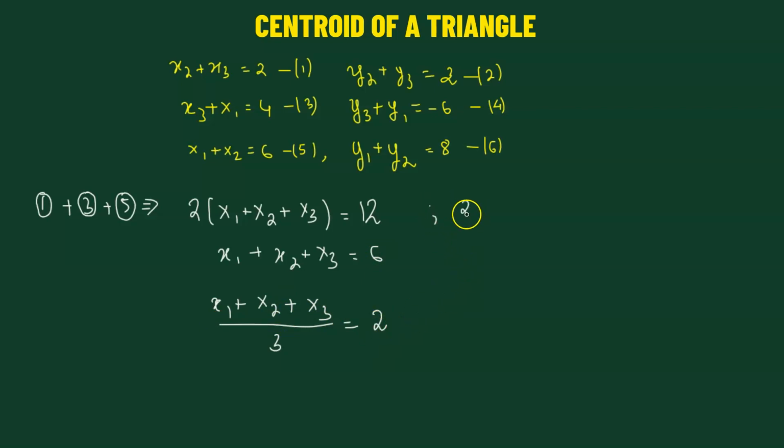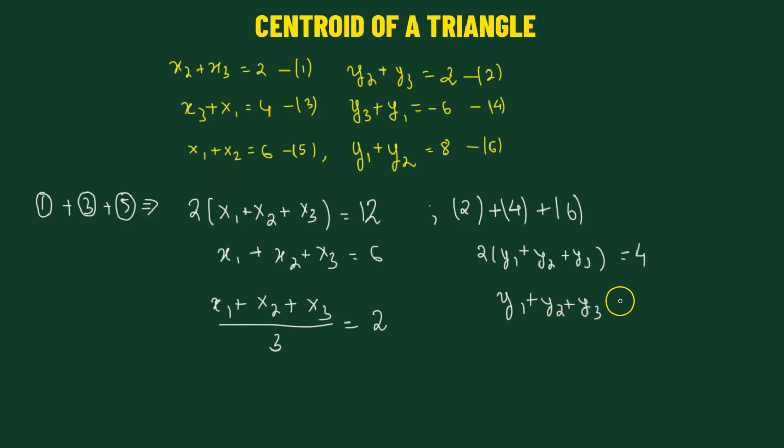Next, we'll take equation number 2, add it to equation number 4 and equation number 6, such that we get 2 times y1 plus y2 plus y3. That's going to be equal to 8 minus 6, that's positive 2, and 2 plus 2 is going to be 4. So we'll divide by 2 first, so we get y1 plus y2 plus y3 equal to 2. And then finally we'll divide by 3 to get y1 plus y2 plus y3 divided by 3 equal to 2 over 3.